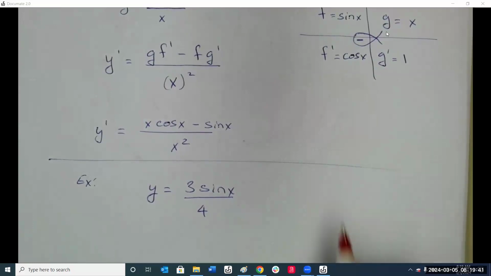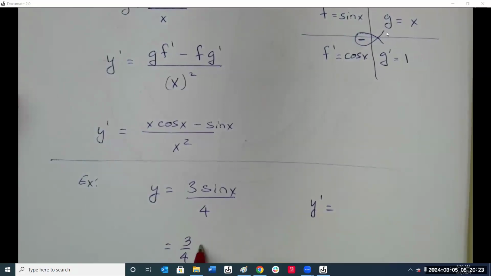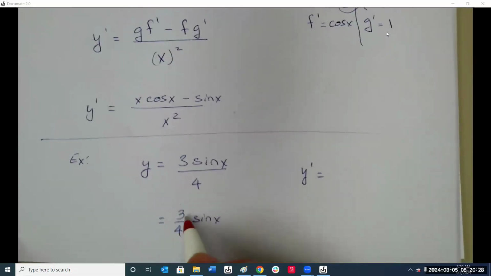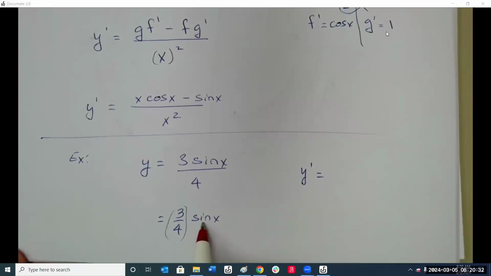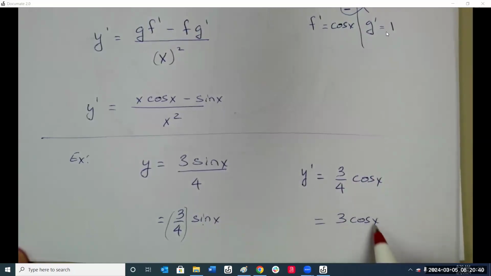What's the derivative of that? Buddy, it shouldn't take that long, because this equation is the same as 3/4 times sine x. This is a constant multiple. So the derivative of sine is cosine. So the answer is 3/4 cosine x, or 3 cosine x over 4.